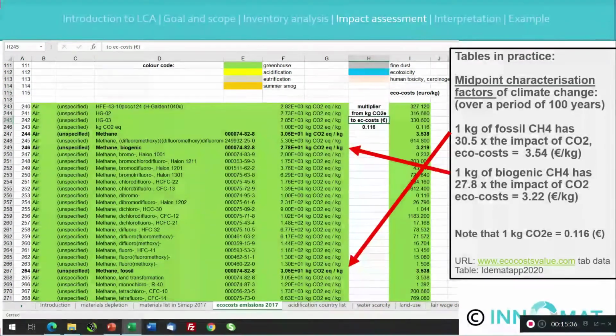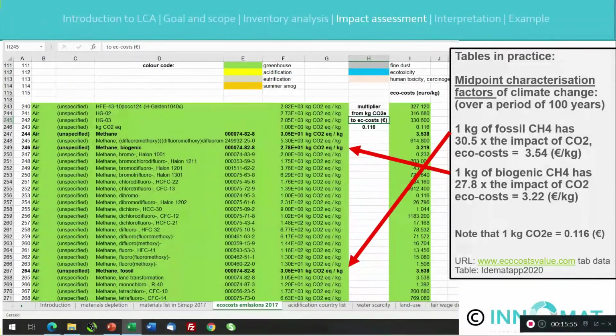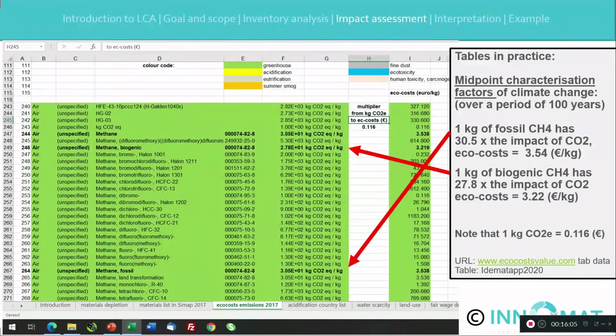There are tables of the results of the calculation. This slide shows a part of the midpoint table of the IPCC on greenhouse gases. You see in this table that methane of fossil origin contributes 30.5 times more to global warming than carbon dioxide. You see also the eco-cost of fossil methane is 3.54. You see as well that biogenic methane, which is methane from fermentation, has an eco-cost of 3.22, which is a bit lower because of its natural life cycle in the biosphere.